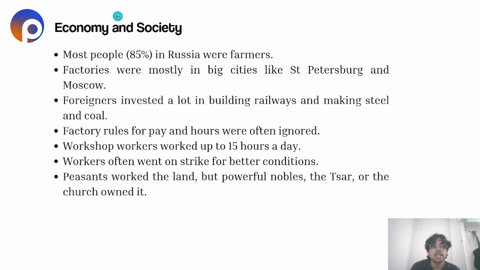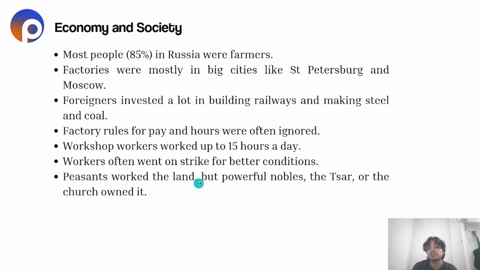Now, economy and society. Most people, almost 85% of the people in Russia, were farmers. Factories were mostly in big cities like St. Petersburg and Moscow. Foreigners invested a lot in building railways and making steel and coal. Factory rules for pay and hours were often ignored. Workshop workers worked up to 15 hours a day. So this was the time when labor was exploited. Workers often went on strikes for better conditions.